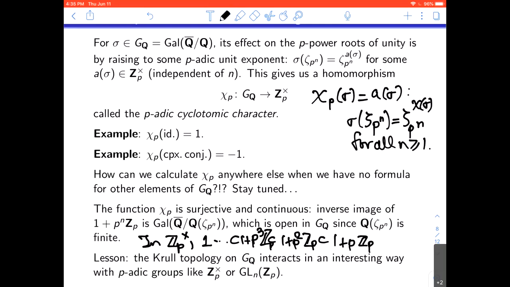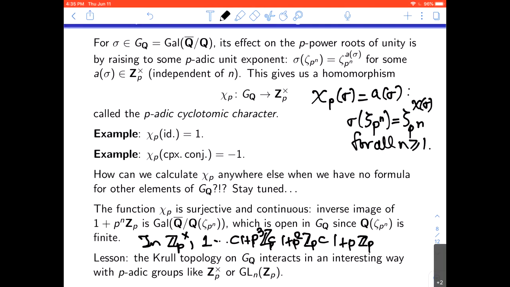subgroups. Well, if you take the elements in GQ whose value is there, you're basically looking at the elements that fix zeta p to the n, because you want the exponent to be 1 mod p to the n. And so the inverse image of 1 plus p to the n in this group is, in fact, the automorphisms fixing the field Q adjoin zeta p to the n. And that's a finite extension, and so the group that fixes it is an open subgroup. So the inverse image of open subsets are open. And so this chi p is, in fact, continuous and surjective.